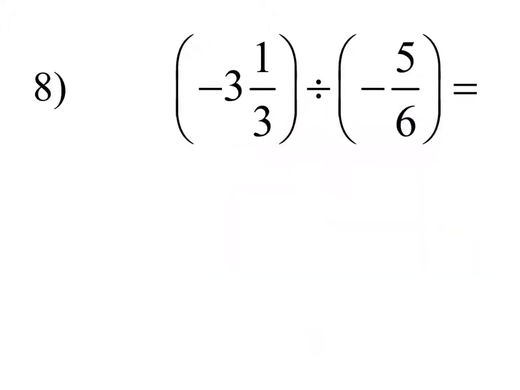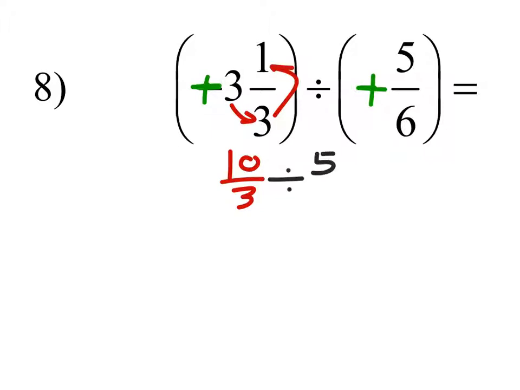All right, number 8. Again, changing these into improper fractions. Now, like I was talking about the negatives though, here I've got these 2 negatives, so 2 negatives is going to give me a positive answer. I don't even have to worry about those. Let's go ahead and just start by changing these into improper fractions then. 3 times 3 is 9 plus 1, 10. 10 thirds divided by, well, this is just going to be 5 sixths.